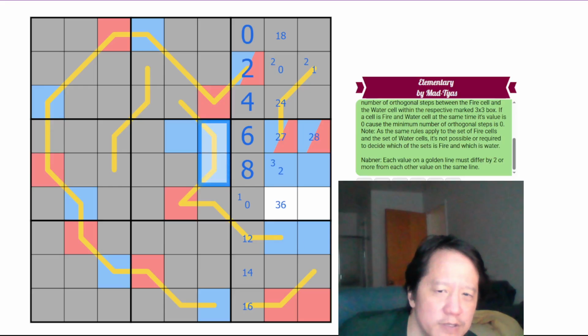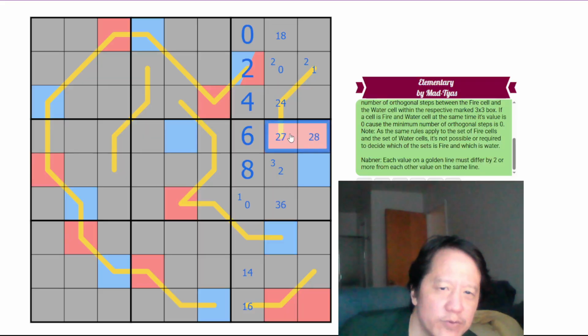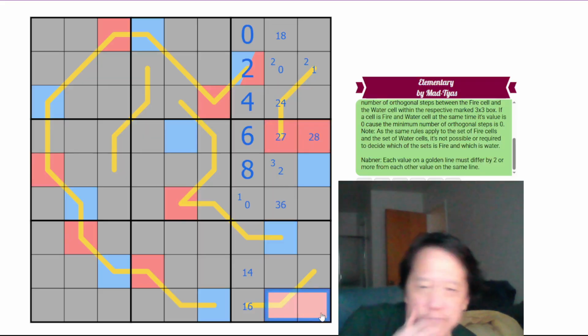So this would lead to something similar. This would be blue, no blue here. We'd still have this scenario. So this would have to be blue here, which means no blue here. No blue here. So this is blue. We have blue here. One of these is red.